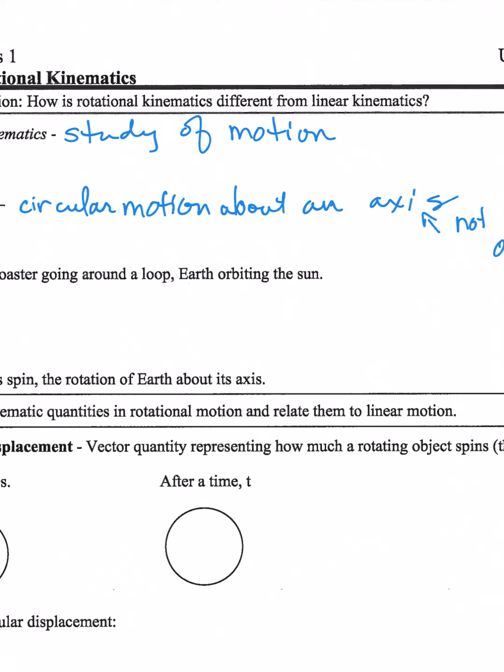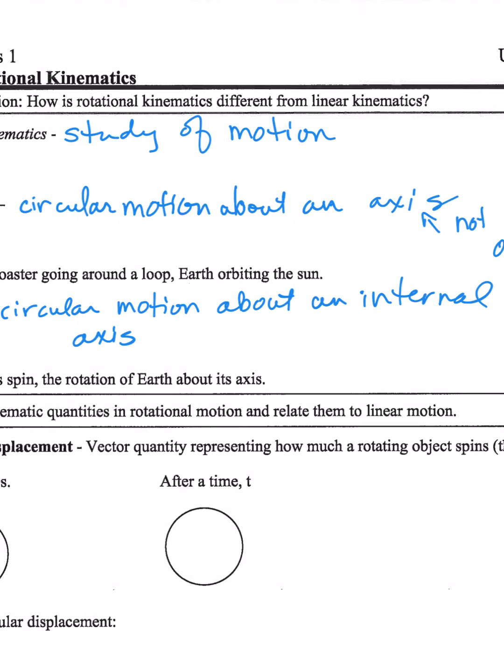That's different than rotation. Rotation is spinning of an object when the axis is inside. Yes. So this is still circular motion, but it's about an internal axis. A wheel spinning, the earth spinning around its axis. Okay? The record itself going around on the turntable. A basketball on the end of your finger, spinning like you're a Harlem Globetrotter. All right?